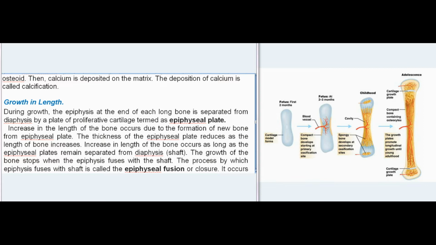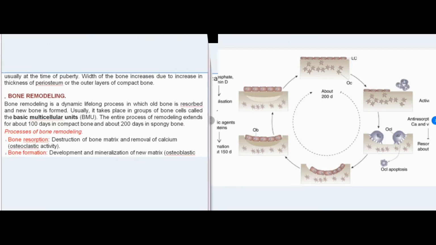The growth of the bone stops when the epiphysis fuses with the shaft. The process by which the epiphysis fuses with the shaft is called epiphyseal fusion or closure. It occurs usually at the time of puberty. Width of the bone increases due to increase in thickness of the periosteum or the outer layers of compact bone.